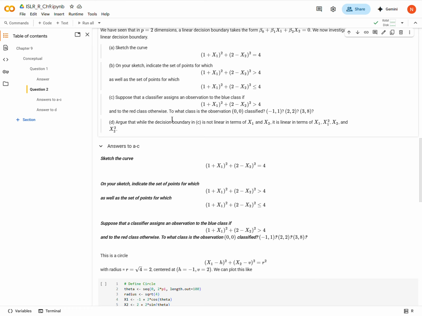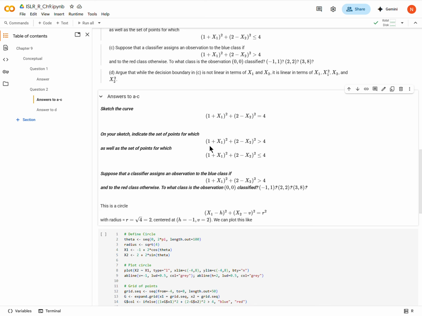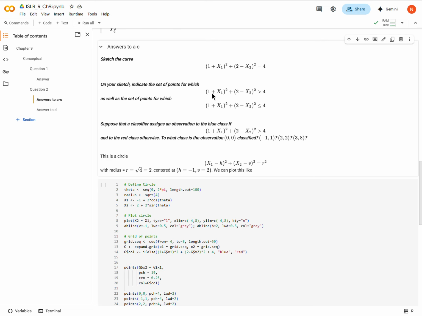Okay, so parts A through C. First we're just supposed to sketch this curve. I'm going to do all these together, by the way, A through C. We're going to sketch this curve, and then look at points on either side of the decision boundary, and then look at specific points. Okay, so it turns out that this right here is just one way to write out the formula for a circle. So that has radius squared, r squared, which would be 2 here. That's centered at h and v according to this formula, which would be (-1, 2).